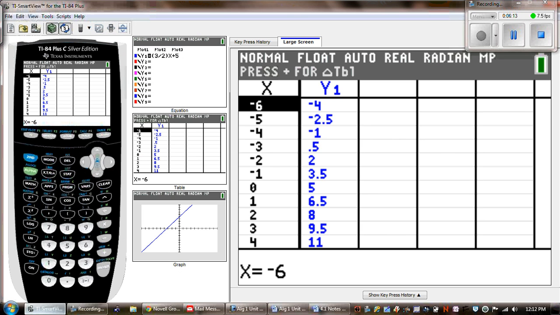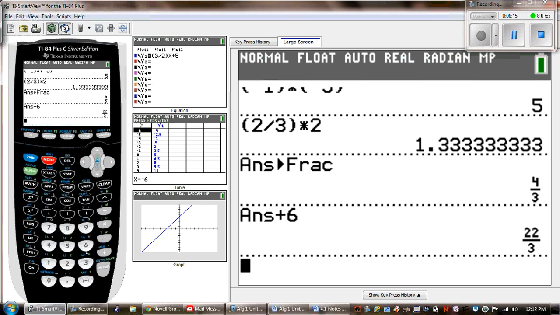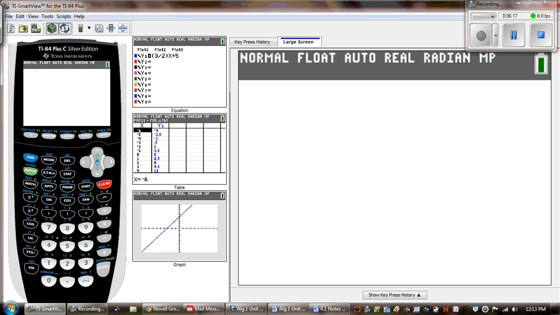Okay, mine's all warmed up. I'm in a screen I don't need to be. I'm quitting that. I'm clearing all that old information. 5 divided by 2. There we go. We get 2.5.